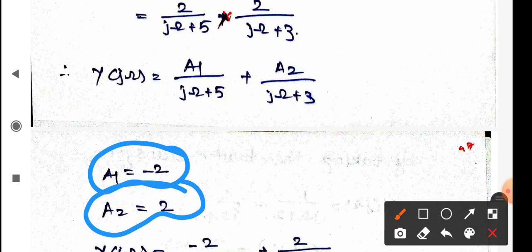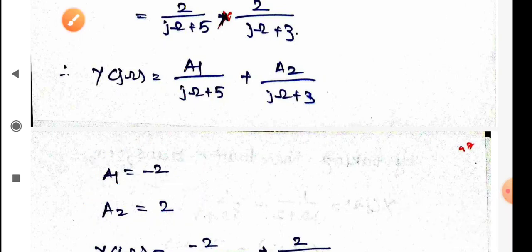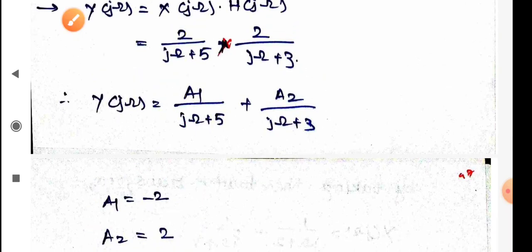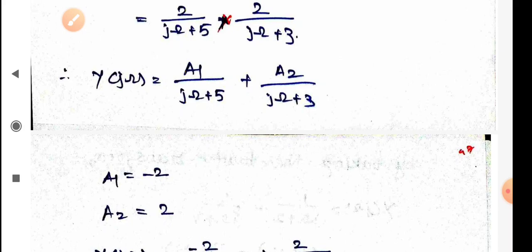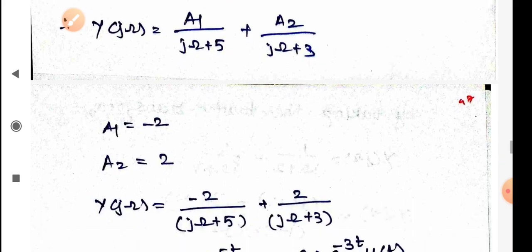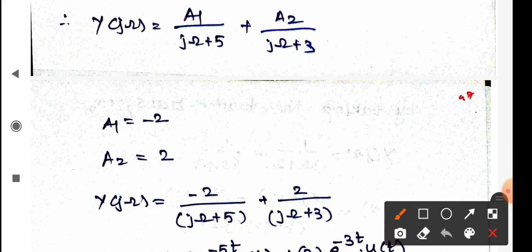You can very well cross verify your result. How can you do that? Just go through the problems that we have solved for inverse Fourier transform, right? So a1 is minus 2 and a2 is 2.